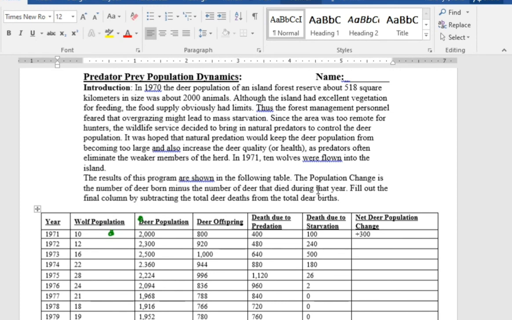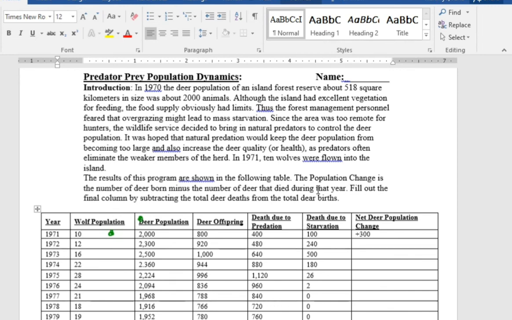So, summary on this, there was an island. You guys can go back and read the whole thing later. There's an island with deer, kind of like Yellowstone. They were overgrazing. It was too far to allow hunters to come in. So they brought in wolves, and then they tracked the population of the wolf and the deer for 10 years to see what effect it had. So you've got your wolf, deer, offspring, deaths, and then the net population change you'll have to calculate.